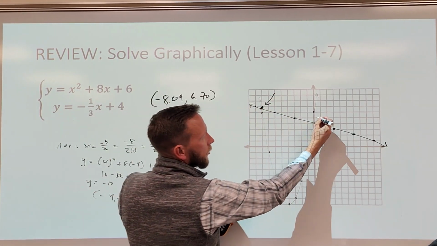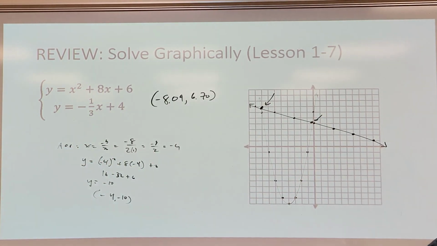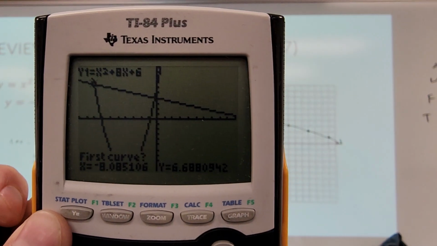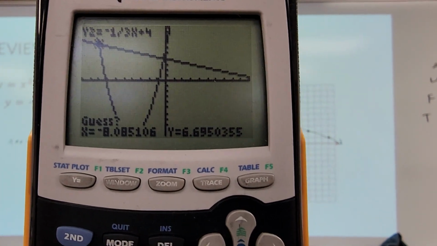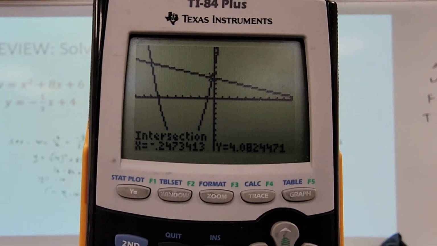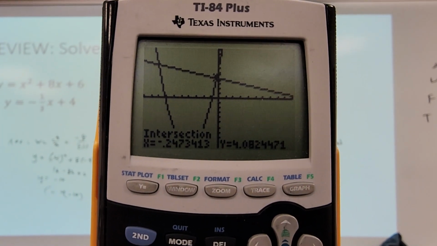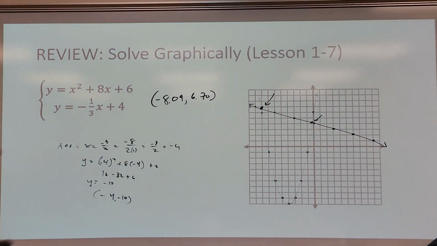Now there's another intersection that's right in there, and we don't know exactly what that is, but we are going to let the computer calculate that for us too. So we're going to calculate the intersection, again, between y1, enter, y2, enter, and then we're going to guesstimate that's about 0, maybe between negative 1 and 0. And so we know it's at about negative 0.25, comma 4.10.